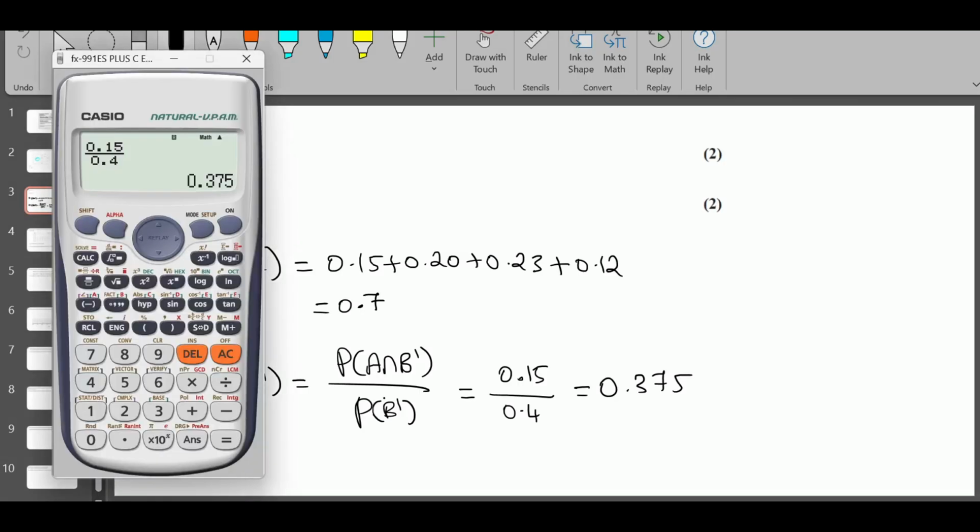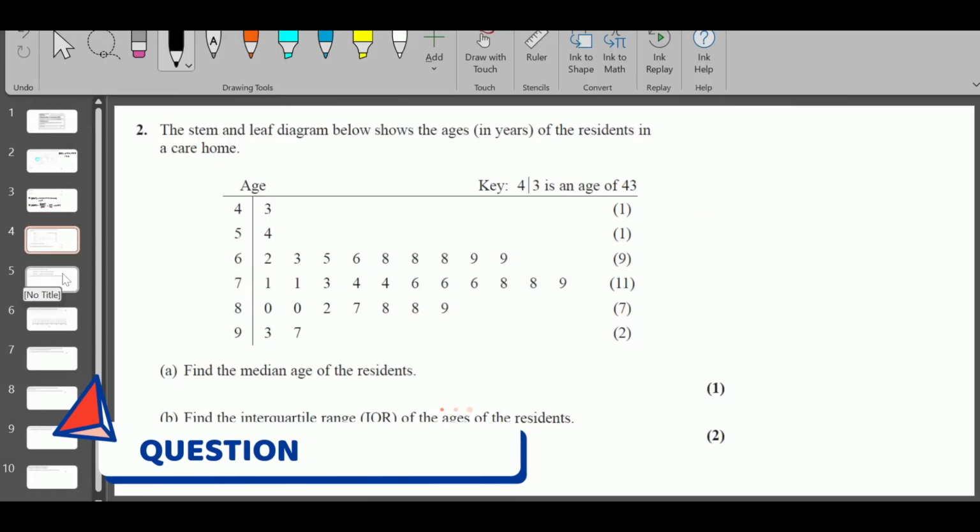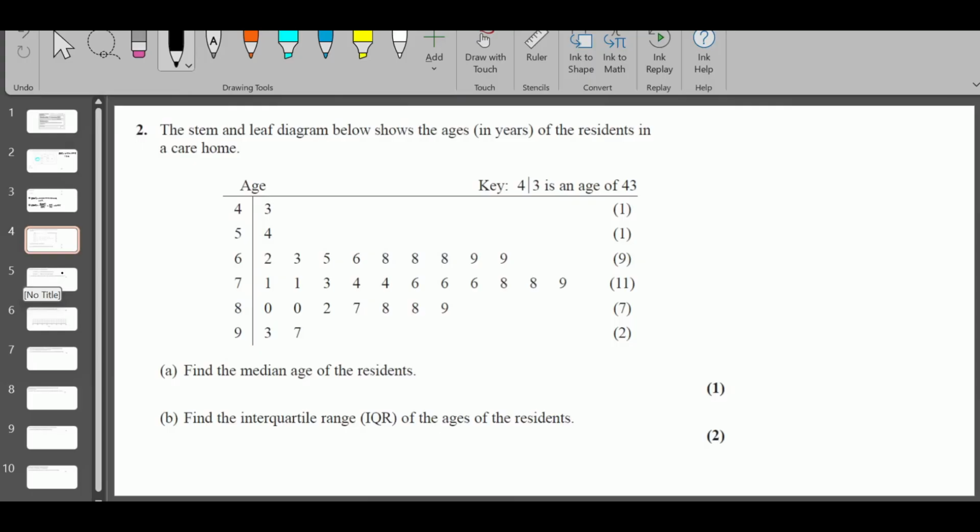Or if you want, you can keep it as a fraction, 3 over 8. Both are correct. Question number 2 now. The stem and leaf diagram below shows the ages in years of the residents in a care home.